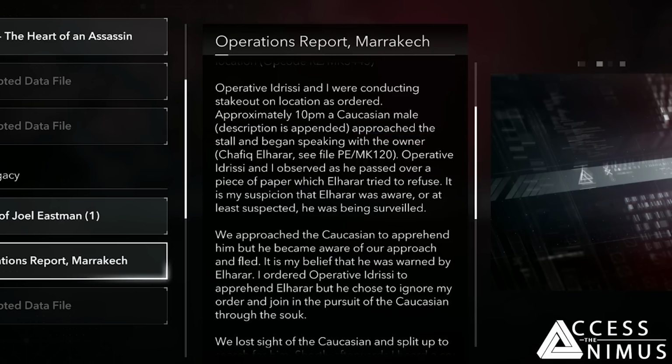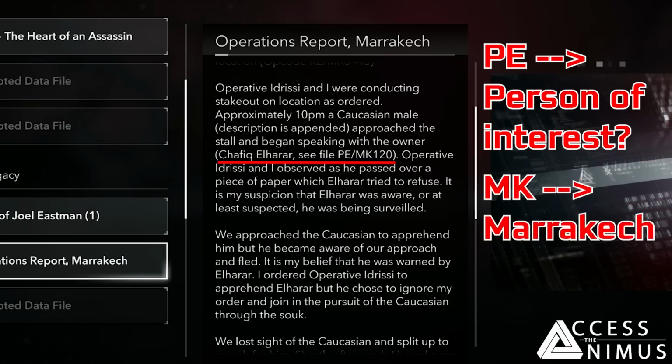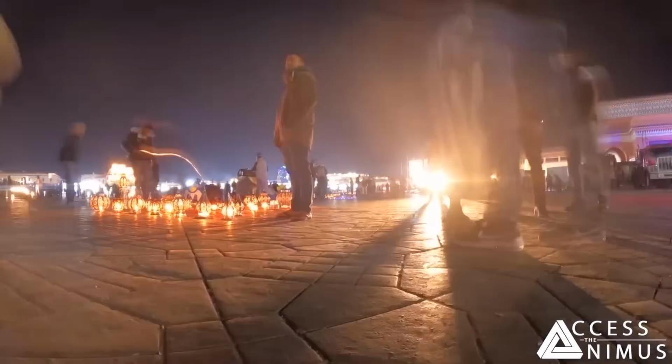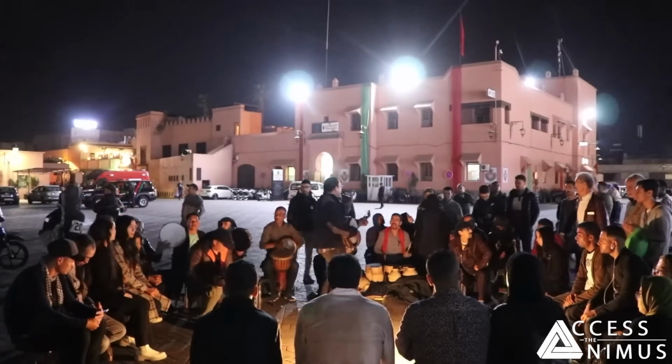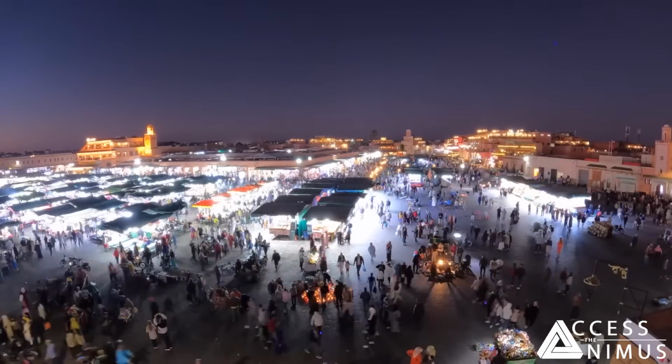male approached the stall and started speaking with the stall keeper, which we'd find out is called Shafiq El-Harar, and his profile is codified as PE/MK120. I'd imagine PE stands for something along the lines of person of interest or external person, so separate that from Abstergo employees, and again in this case we can see the MK acronym meaning Marrakech. Of course, the Caucasian male is Joel Eastman, and thus we find out that he went to the souk at night at approximately 10 PM, and then the Abstergo operatives took an interest in him at that point.